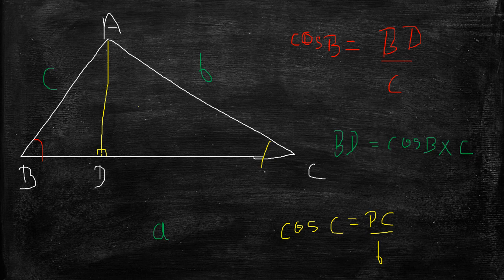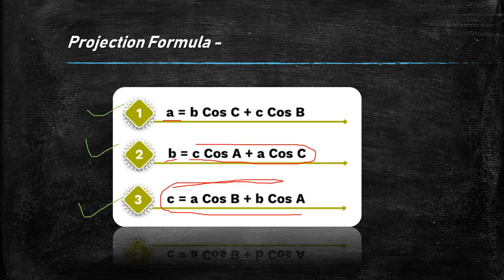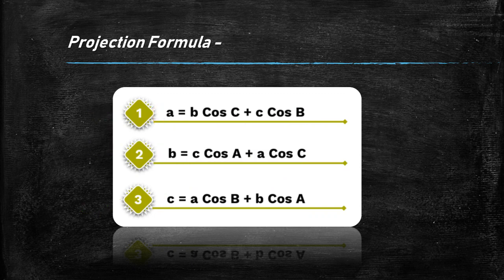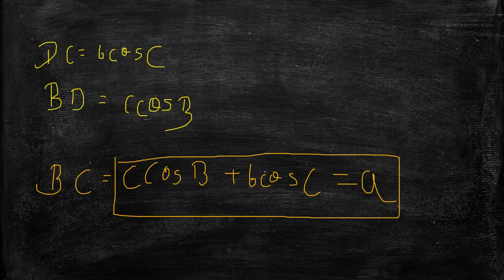Now similarly, if I drop the perpendicular from B, I will get another formula, and if I drop the perpendicular from C, I will get another formula. I will get these three formulas: a equals b cos C plus c cos B, b equals c cos A plus a cos C, and c equals a cos B plus b cos A. So this is my projection formula.